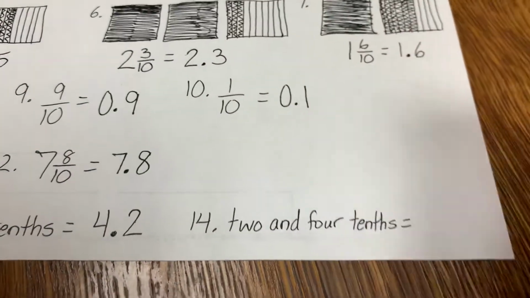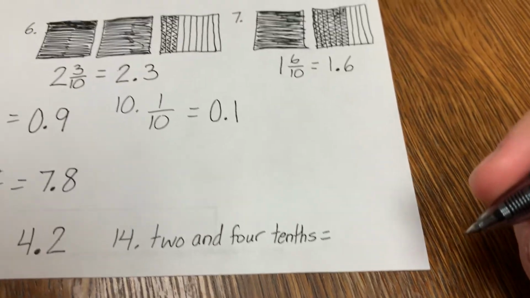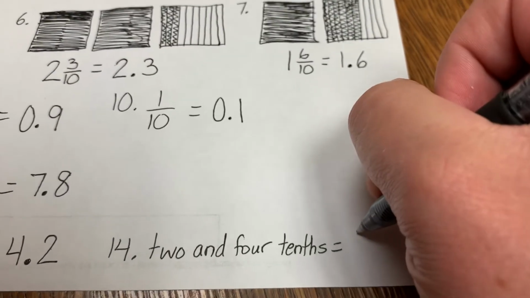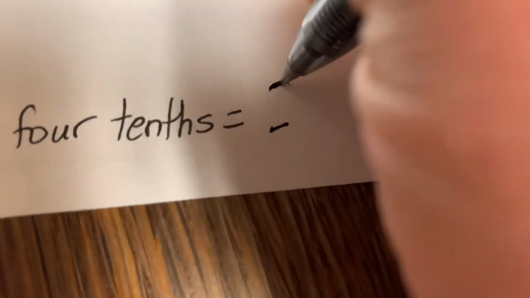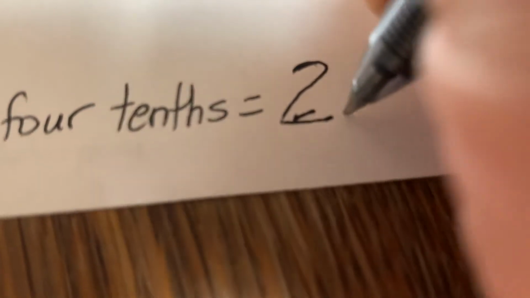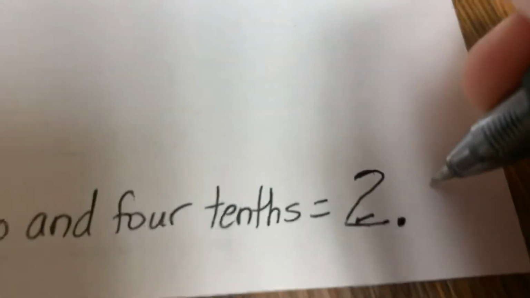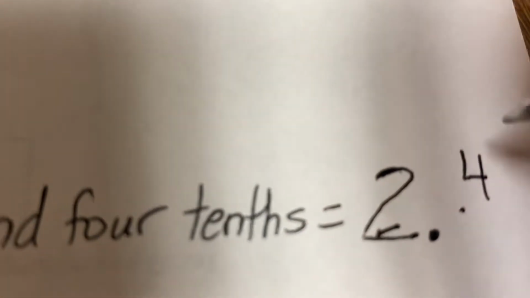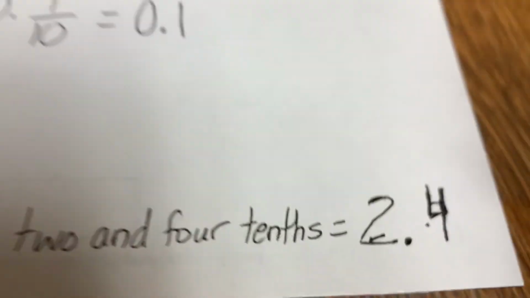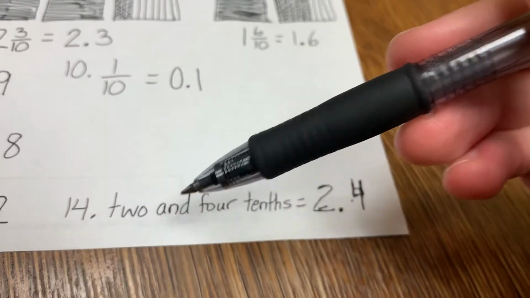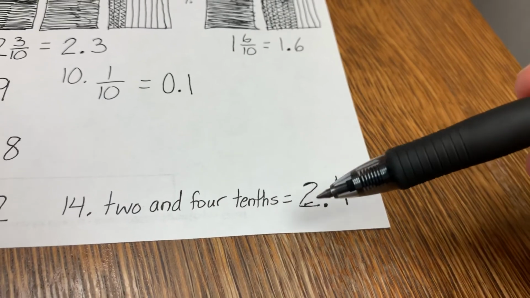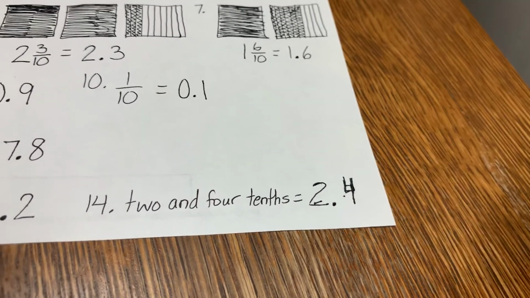Number 14, 2 and 4 tenths. So 2 and 4, I started to write a fraction. 2 and 0.4. Sorry, that one's a little messy. My paper was starting to slip. So 2 and 4 tenths is equal to 2.4.